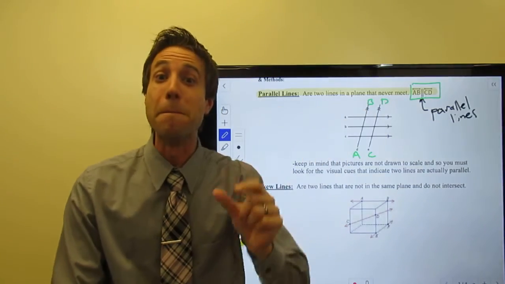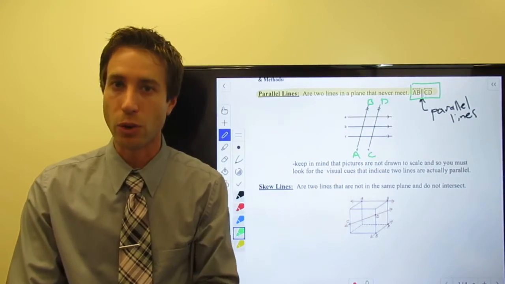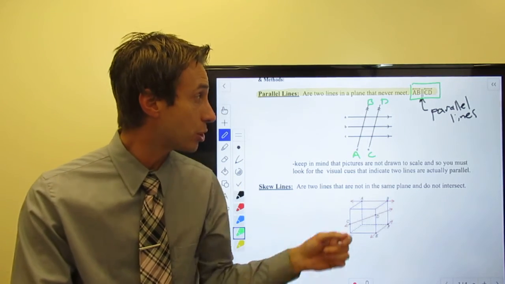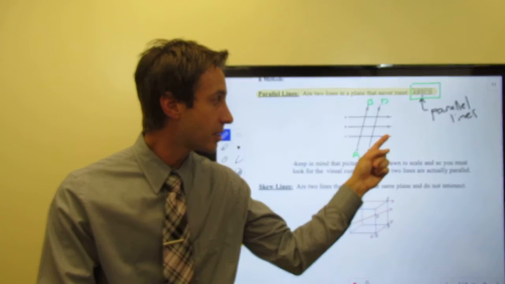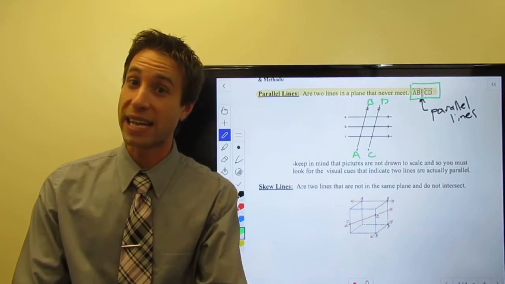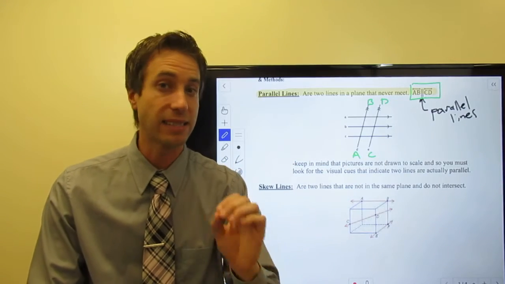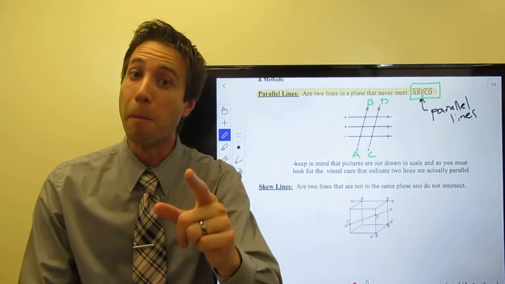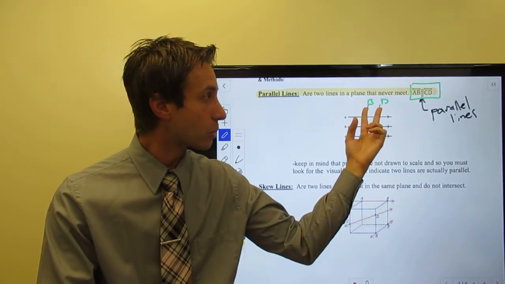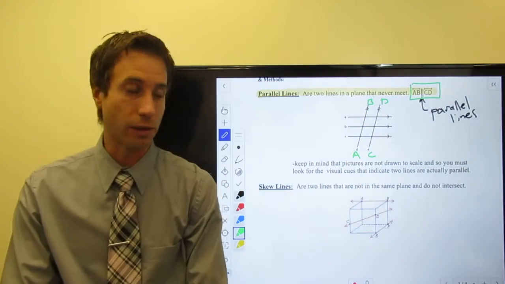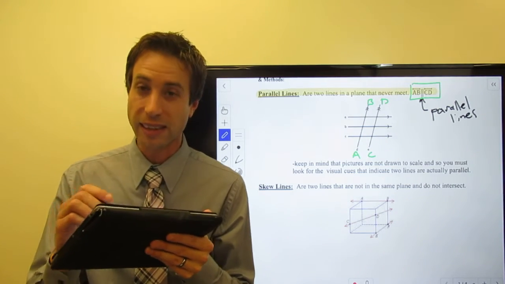Because they have matching indication marks, we know that those are going to be parallel lines, as opposed to lines A, B, and C, which all have just a single arrowhead. What that tells me, lines A, B, and C are all parallel lines. They never touch, they never meet, but they're not parallel to AB and CD, because those guys have two of the little arrowheads.